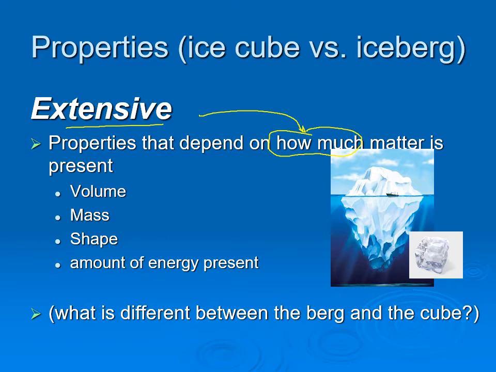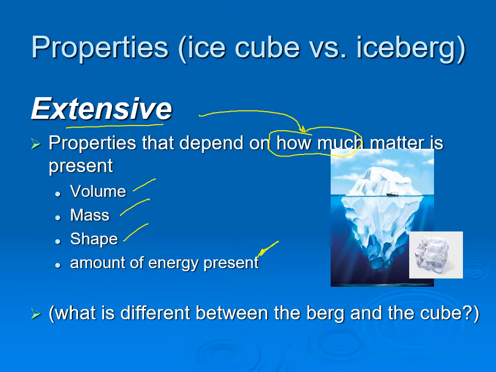What properties would they be? Well, think about volume. Volume is a property that depends on how much you have. You have more, you have less, the volume changes. Mass. The more you have, the less you have, mass changes. The shape, more you have, less you have, shape changes. The amount of energy present in a substance will change with the amount of a substance. So all of these and more are considered extensive properties.